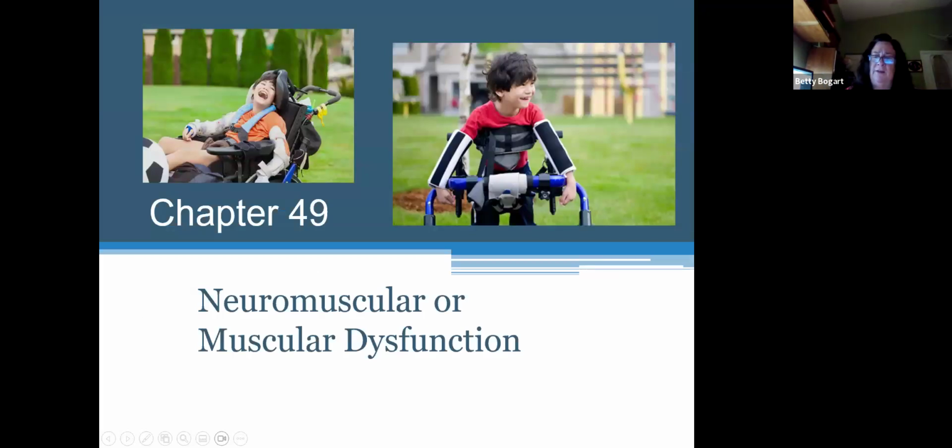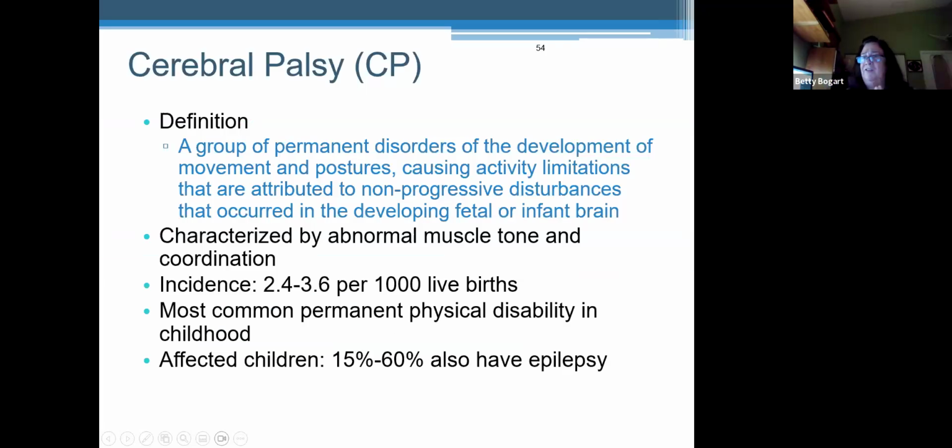Okay, neuromuscular and muscular dysfunction. Let's go to cerebral palsy, CP. This is something that we do see in children, and the definition is basically a permanent disorder of the development of movements and postures causing activity limitation. So we don't know all why or how it happens. We do know that most children with cerebral palsy will end up with epilepsy also.